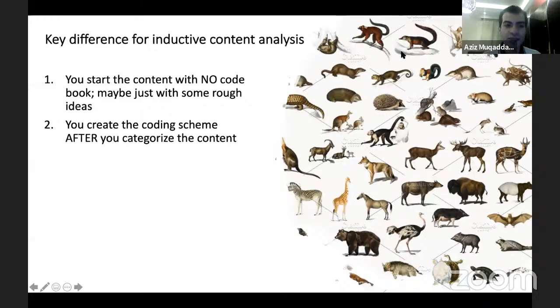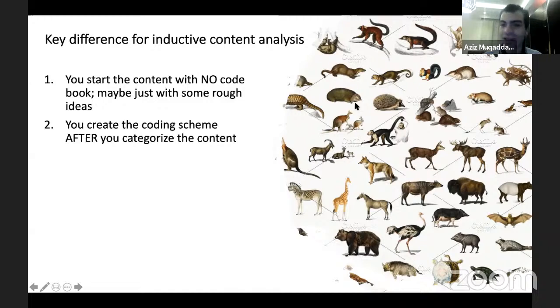And so the key difference in content analysis is you start with the content with no code book, maybe just some rough ideas of what you're looking at. So promotional, non-promotional, thin bodies, positive body, etc. Violent, non-violent, just some general idea of what you're looking for. And then as you look into the content, you develop the coding scheme. You come up with roughly some categories, and then you explain how you came up with your choices.